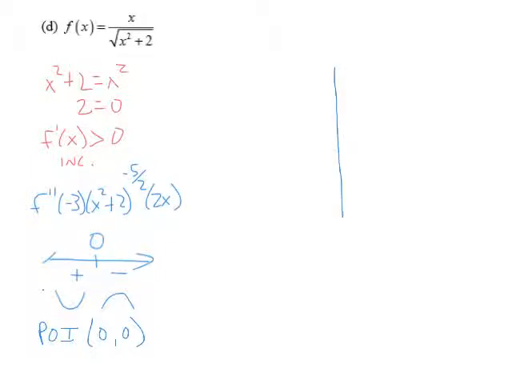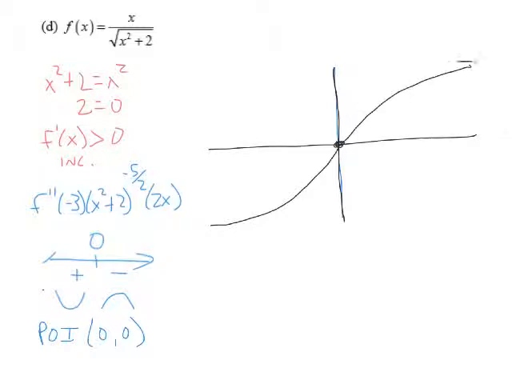Drawing our graph, what we get is an inflection value at 0, 0, and it's increasing forever. So we have something that is increasing and concave up, and increasing and concave down. So we get a curve that looks like that, kind of like the cube root function, or maybe the arctan function, but not quite the cube root or the arctan. Alright, let's look at example E.